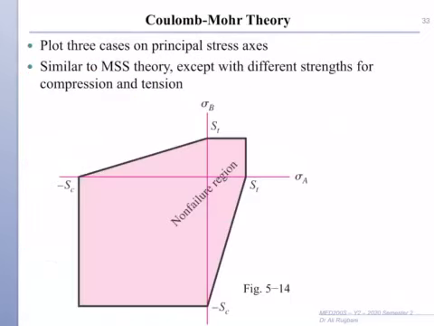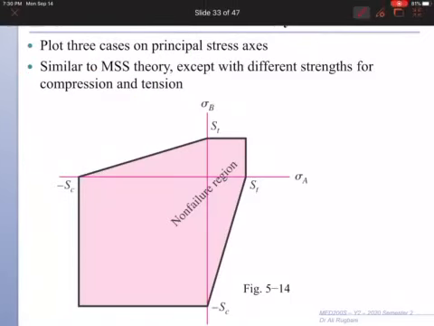tension in this case. Okay, so this is the safe envelope for Coulomb-Mohr. You see tensile strength is less than compression strength. Any point outside this envelope means we are not safe and failure is expected. It's similar to maximum shear stress, except with different strengths.